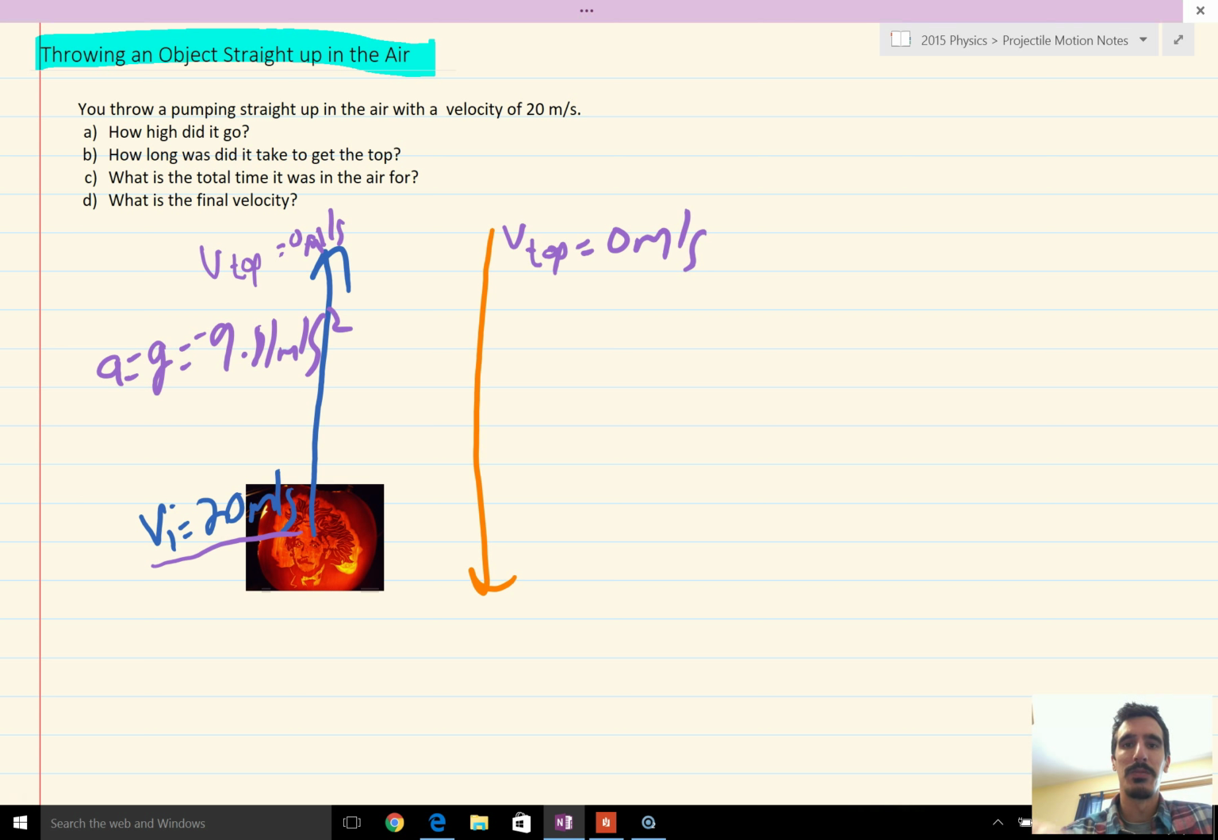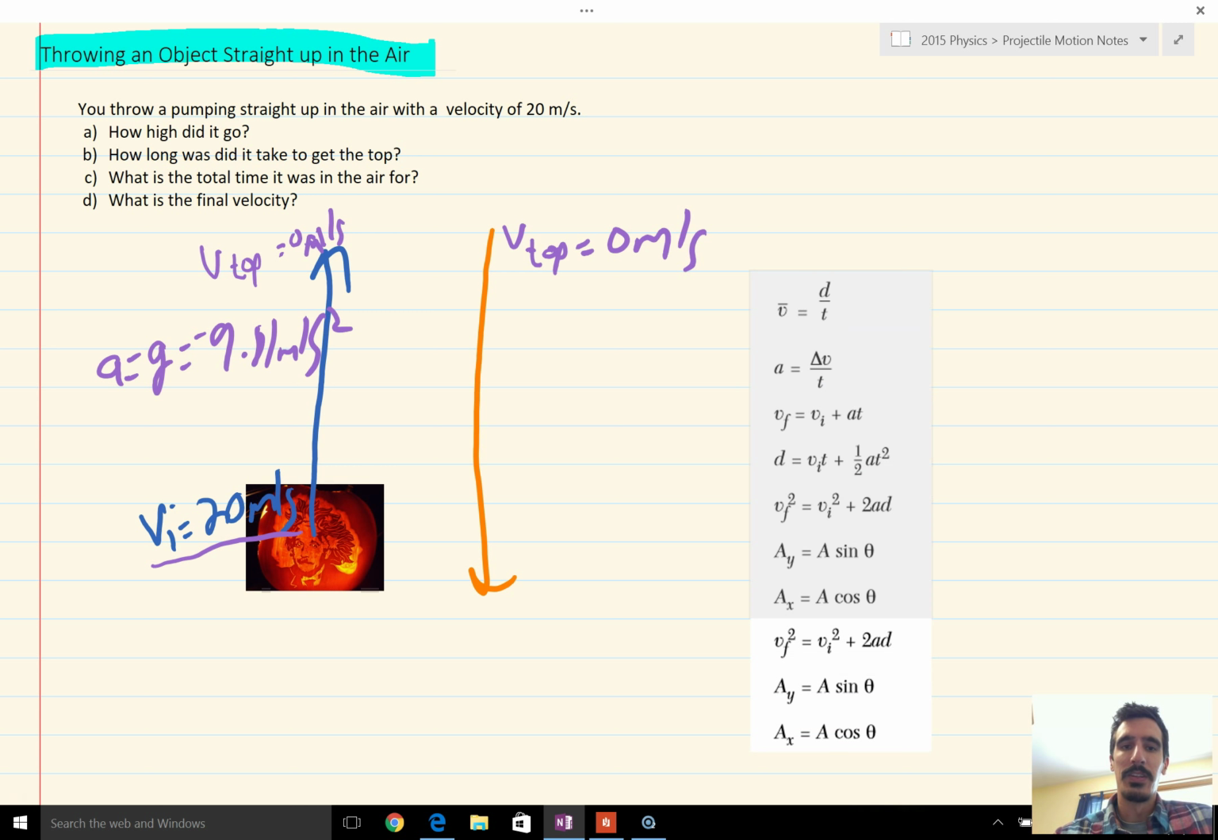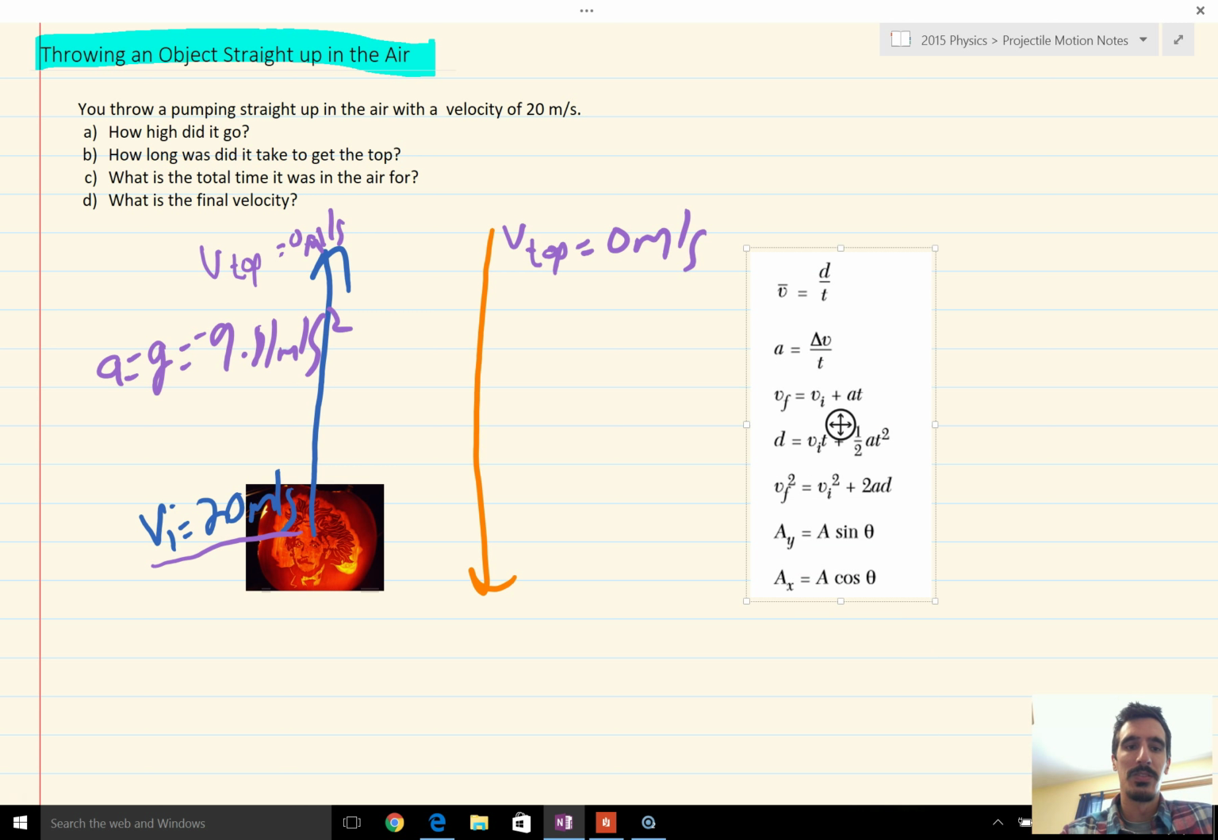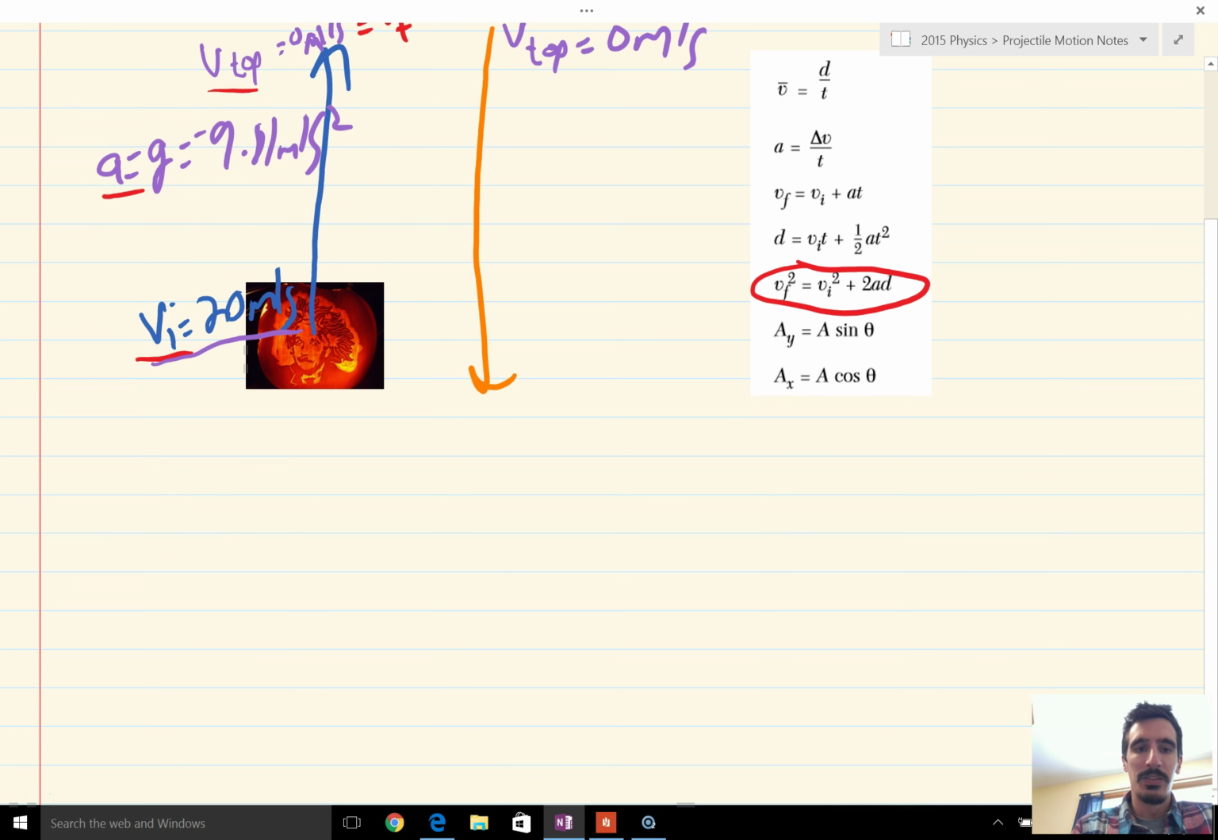So how high did it go? What we want to do is look at our reference table. And let's look at what has distance, initial velocity, acceleration, and Vtop. Since we're splitting this problem in half, this Vtop is also the final velocity for the time being. So distance, Vf, Vi, and a. That would be Vf squared equals Vi squared plus 2ad. So to figure out how high it went, part A, Vf squared equals Vi squared plus 2ad.